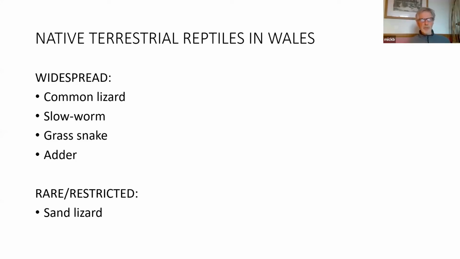So what species are we talking about in North East Wales and indeed Wales as a whole? There are five native species. Four of them are generally termed widespread, although less so these days. So you've got the common lizard, slowworm, grass snake and adder, and then there's one rare species, the sand lizard, with a very restricted distribution.